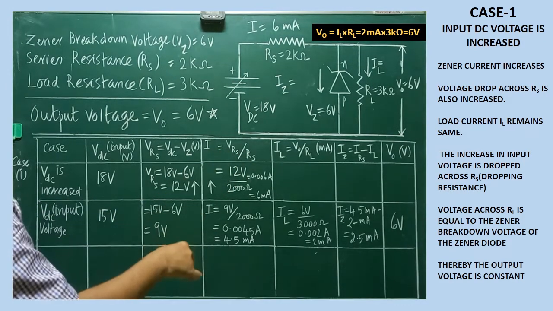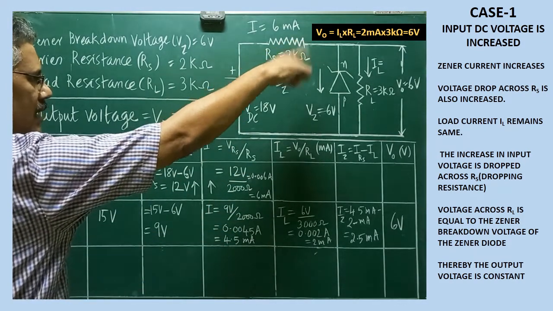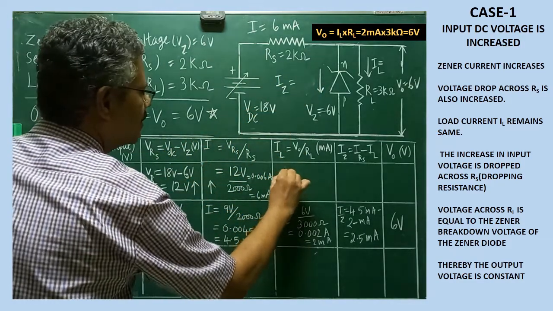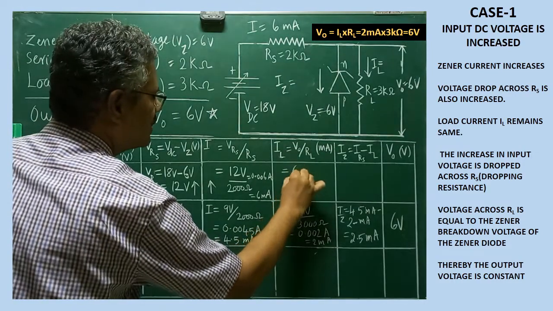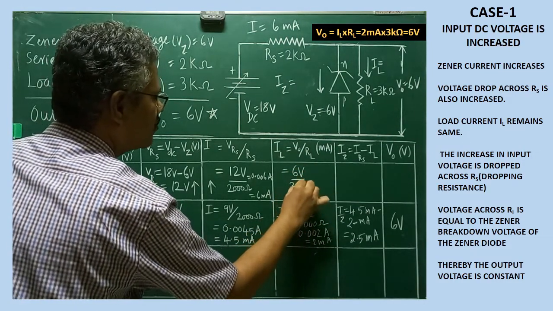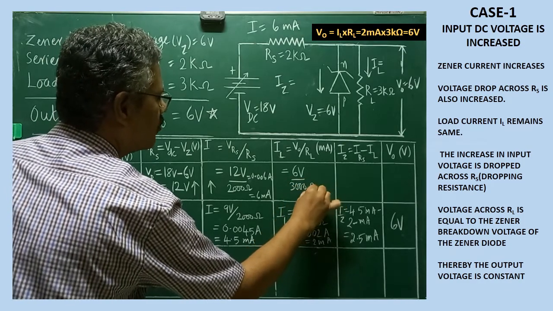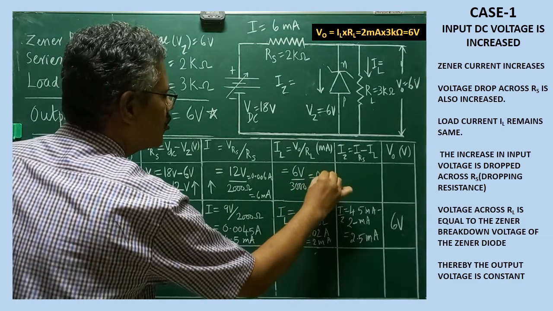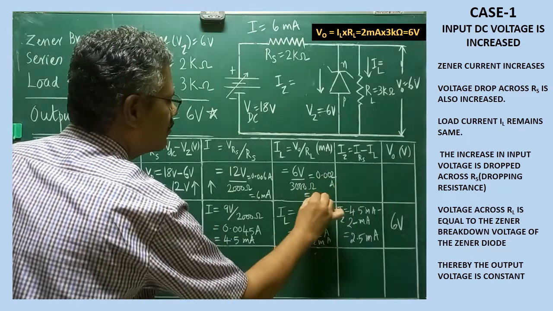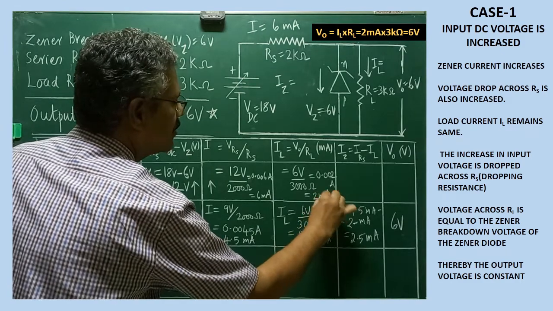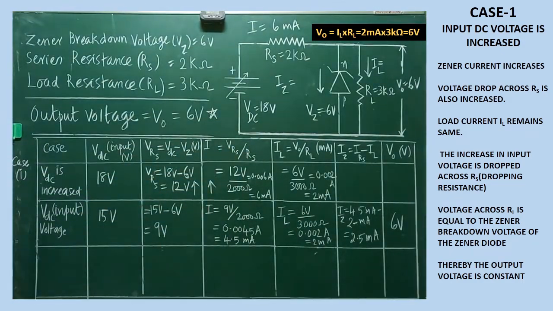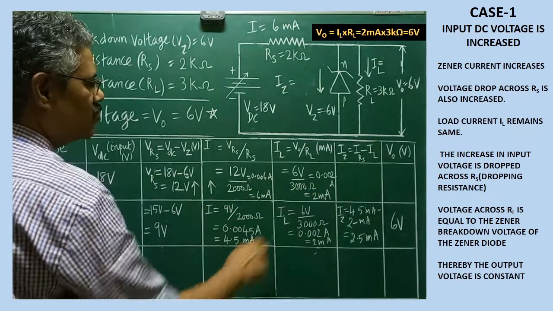Next we will calculate the current which is passing through IL. Will there be any change? There won't be any change at all because you will be getting the constant output voltage, 6 volt divided by RL, 3000 ohm. Again you will be getting 0.002 ampere, which is equal to 2 milliampere. So there is no change in the current which is flowing through load resistance. IL remains same, no change.